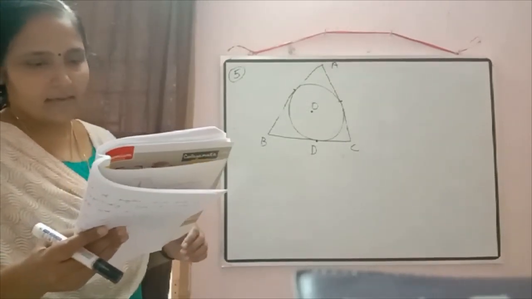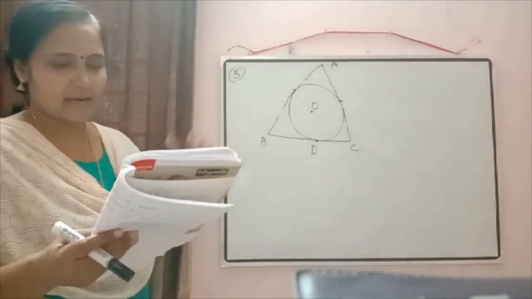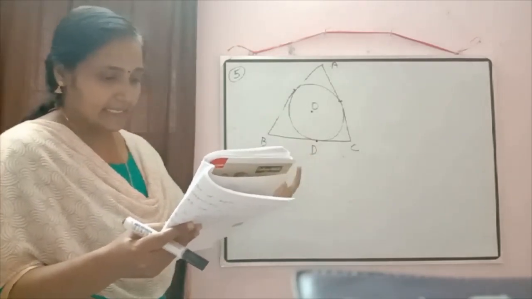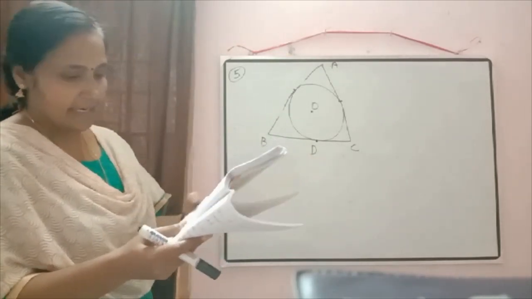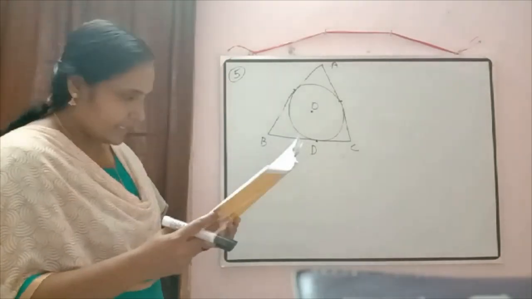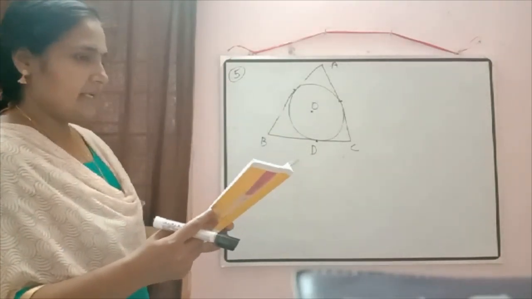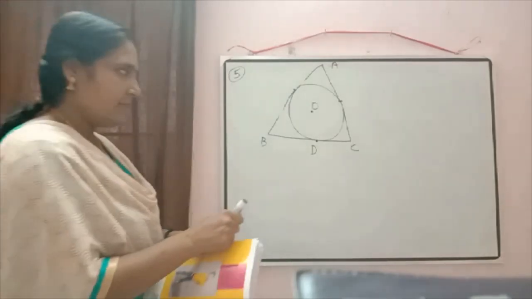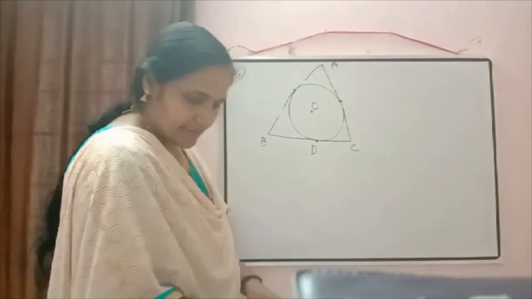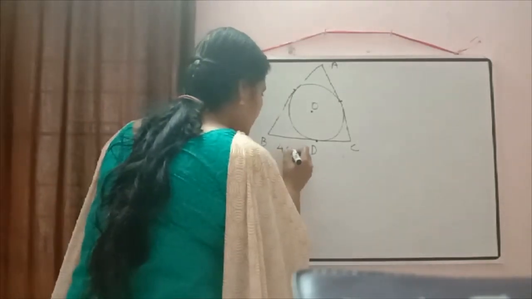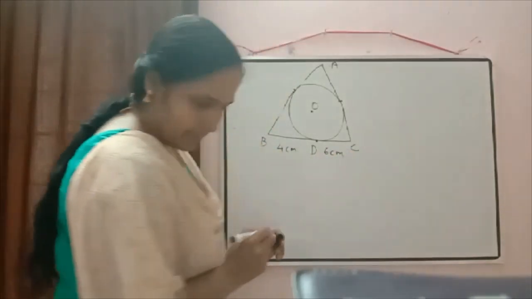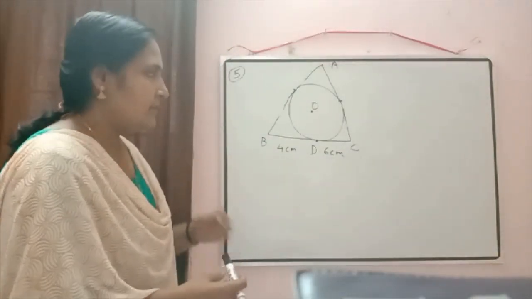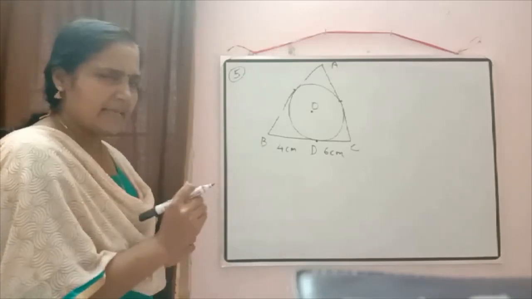Now it is written, ABC is drawn to circumscribe a circle of radius 3 centimeters such that BD and DC, into which BC is divided by the point of contact D, are of length 4 centimeter and 6 centimeter. So BD and DC are of length 4 centimeter and 6 centimeter. We have to find the sides AB and AC.